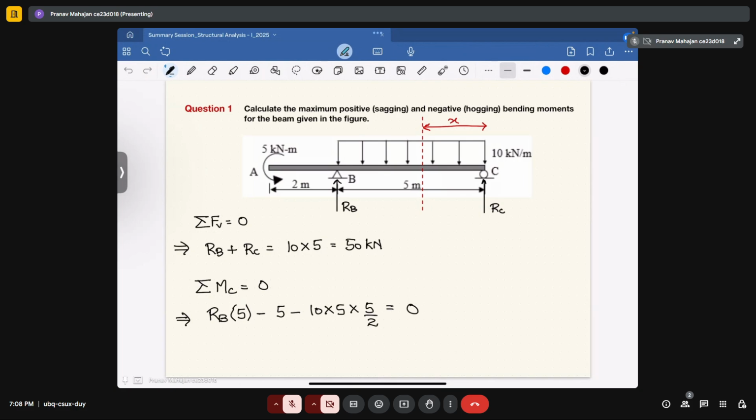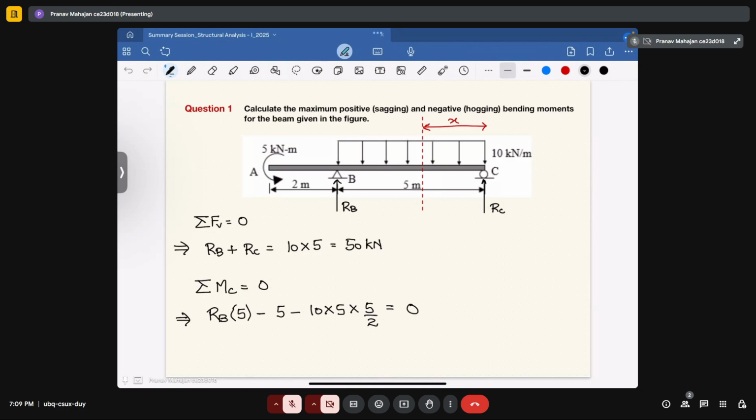In the first problem of this session, you are given a structure which is having an overhang section. In the overhang section, an anti-clockwise moment of 5 kilonewton meter is applied, and in the rest of the portion, where you have a simply supported beam, you have a uniformly distributed load over the length of 5 meter. So what is asked of you? In the question, you are asked to calculate the maximum positive and the negative bending moments.